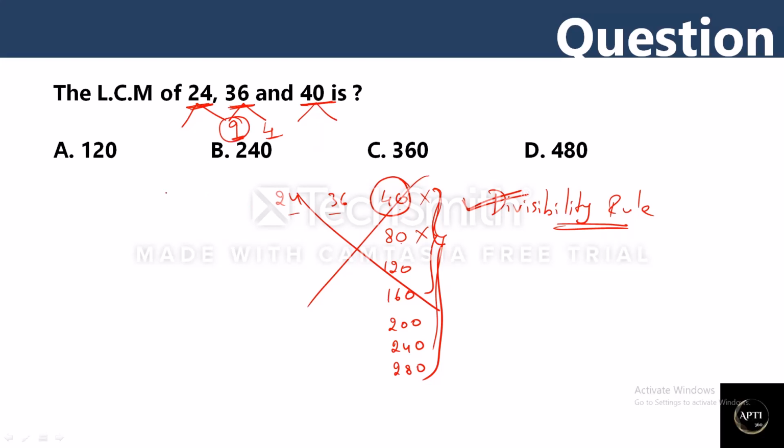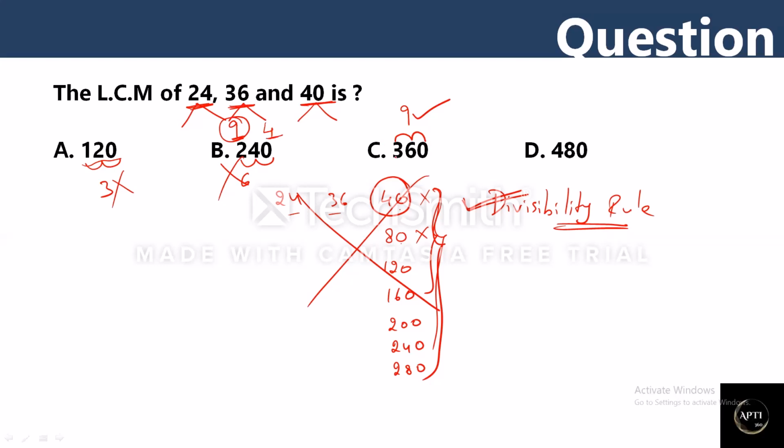Can you check with option A? What is the sum of the digits? 1 plus 1 plus 2 plus 0 is 3. So 3 is not divisible by 9. Option A cannot be my answer. Next, 2 plus 4 plus 0, the sum is 6. So 6 is not divisible by 9, so option B is wrong. Next, 3 plus 6 plus 0 is 9. 9 is satisfying, so 9 is divisible by 9. Okay, so C can be my answer.